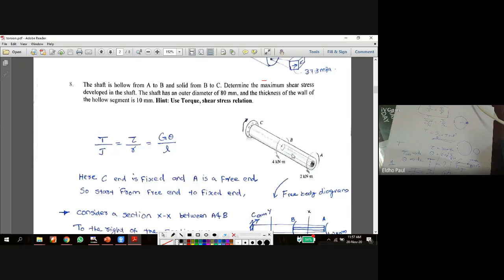So another question is this one. A shaft is hollow from A to B. A to B is hollow. B to C, it is solid shaft. Determine the maximum shear stress developed in the shaft.